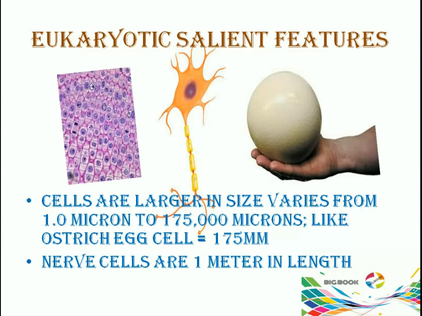Their salient features are, first, cells are larger in size, varying from 1 micron to 175,000 microns. The largest is the ostrich egg cell. The nerve cells are 1 meter in length. You can see these cells under the microscopic view here, the nerve cell and the ostrich egg.